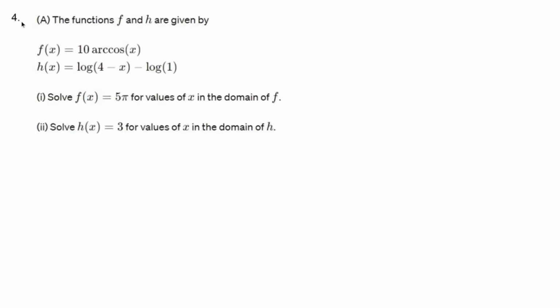So here we go. Question 4, part A gives us f of x and h of x, and they're both gross looking. Actually, f of x is the only one that's gross looking. The functions f and h are given by f of x equals tan arc cos, which, by the way, I hate that. I'm going to rewrite it: 10 inverse cosine of x. Sorry, AP, I don't follow your rules. And then there's h of x, a bunch of logs. Solve f of x equals 5 pi for values of x in the domain of f.